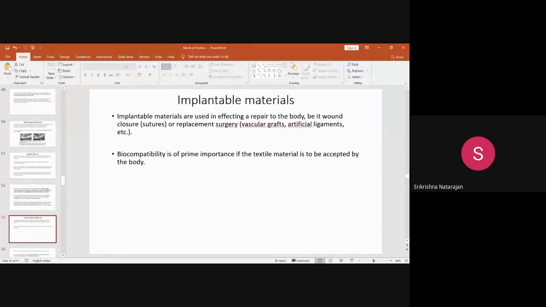So the implantable materials are used in effecting a repair to the body. For example, wound closures, which are the sutures, or replacement surgery. If any organ like a blood vessel, an artery or vein, is clogged, in that case some sort of grafts are placed inside the blood vessels, which are called vascular grafts. And next are the artificial ligaments.